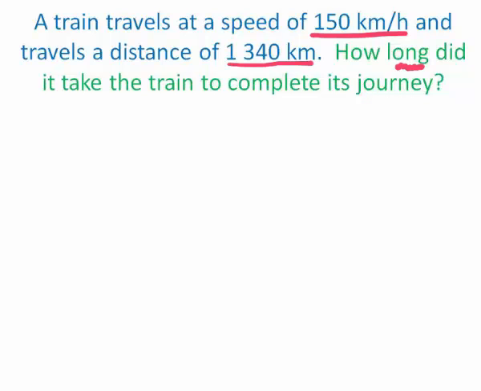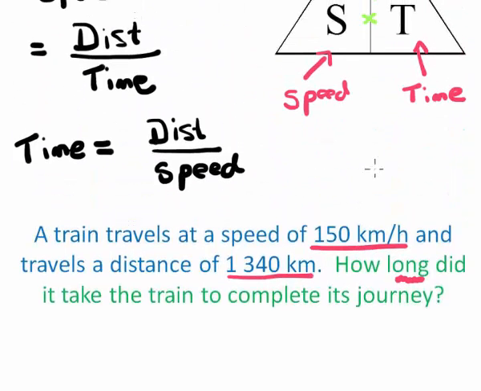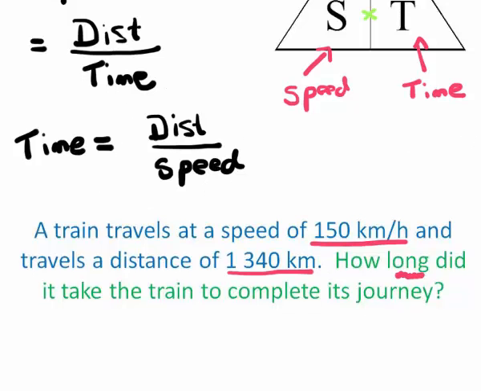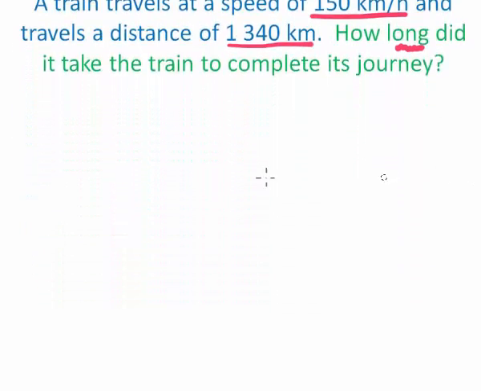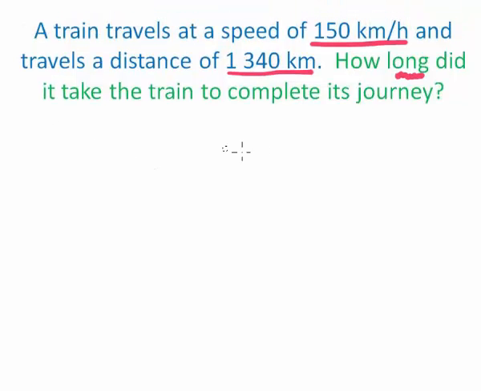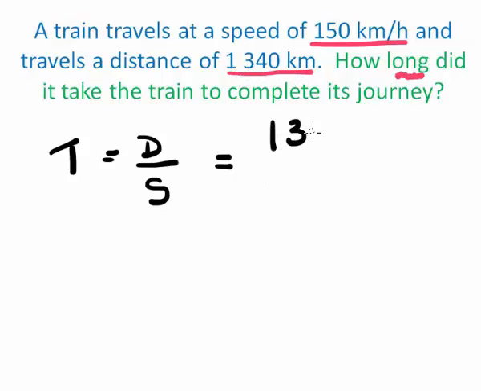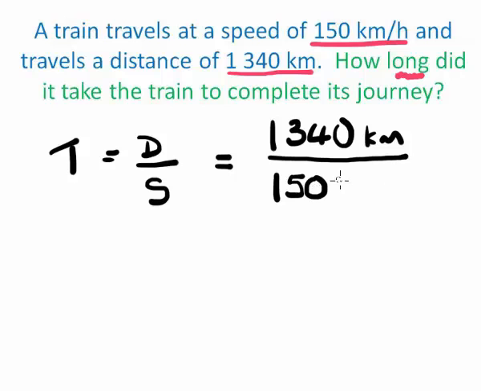So let's quickly go back to our previous page here. Long is time. So here's our time, it is distance divided by speed. Now, we can in fact use abbreviations for that. So our time is equal to our distance divided by our speed. So what is our distance? Have a look here, reread the problem. It is 1,340 kilometers. We have to divide that by the speed, here it is over here. It is 150 kilometers per hour.